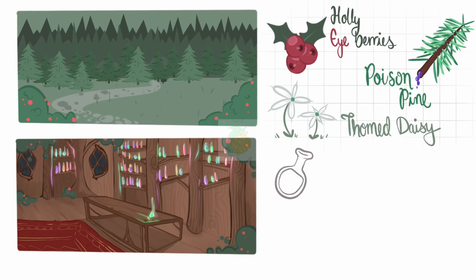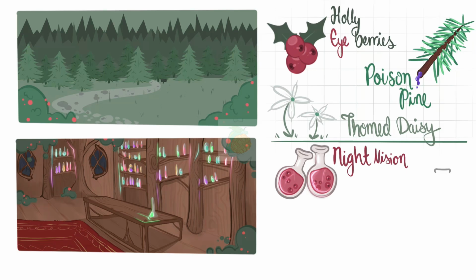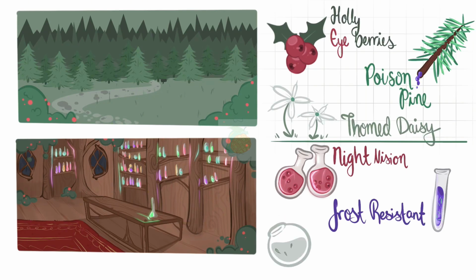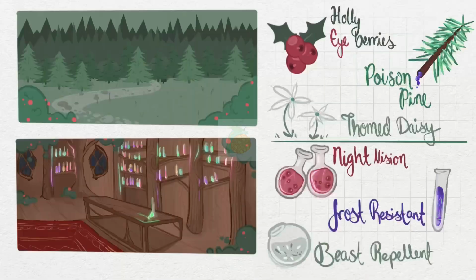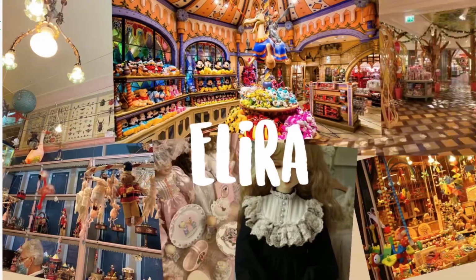And now I'm going to draw what potions they're actually incorporated with. So the first potion is called the night vision potion, and you guys could probably tell where I got the inspiration from and what its uses are for. The poison pine numbs the individuals, so it prevents them from feeling the cold, so technically it's frost resistant. And the thorn daisy, since it has thorns to protect itself from predators, it does the same thing for humans who consume it. And that should be Shrub's lair all done.